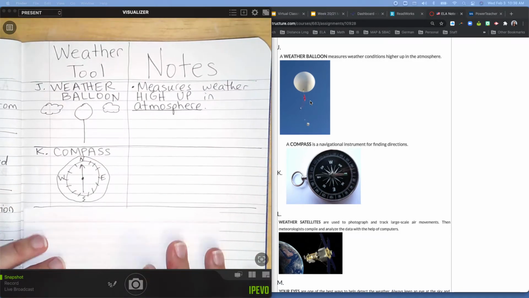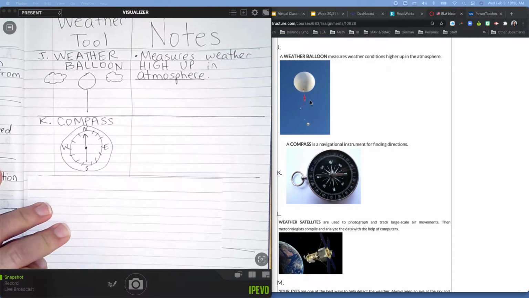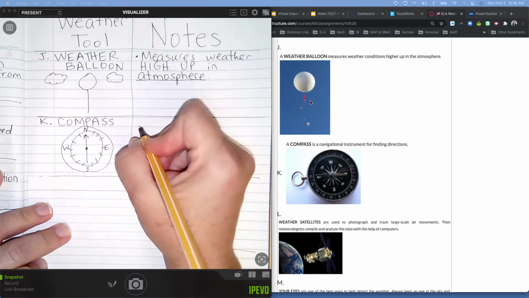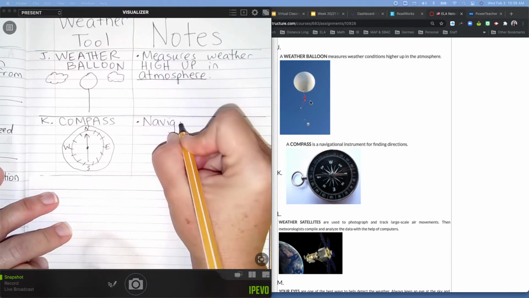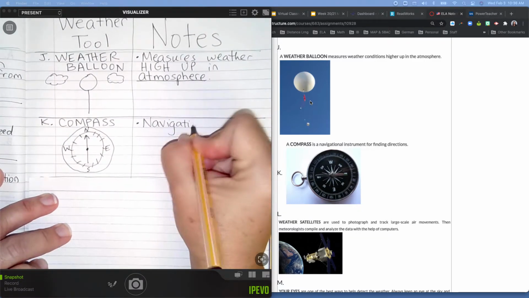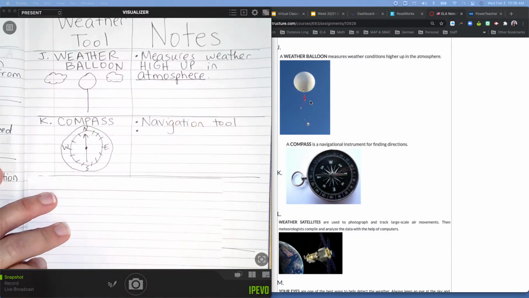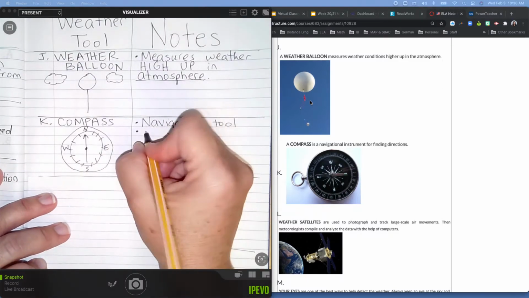All right, number K, compass. This might not be a new word for you. A compass is a navigational instrument for finding directions. You have this probably if someone has a smartphone, navigation tool, or if you have something that helps your parents if they're driving, gives them directions. Navigational tool helps you find directions.